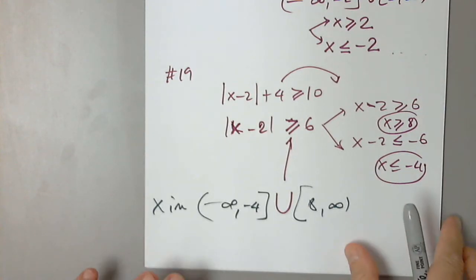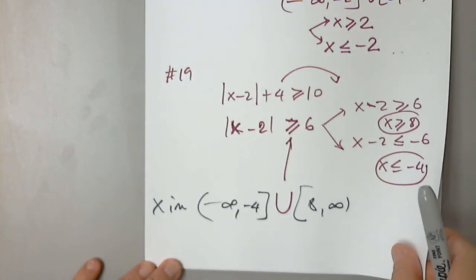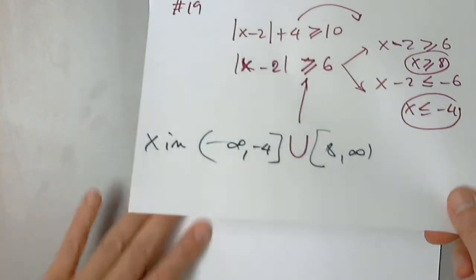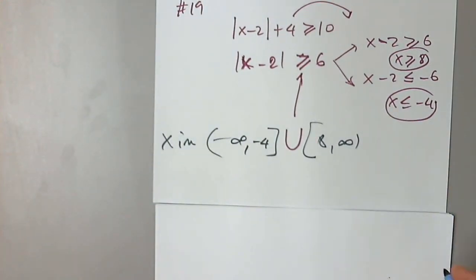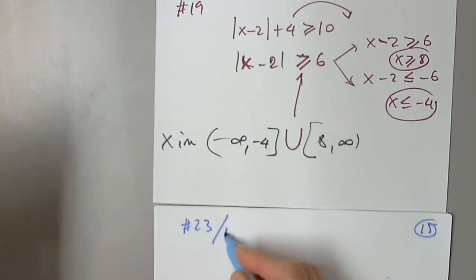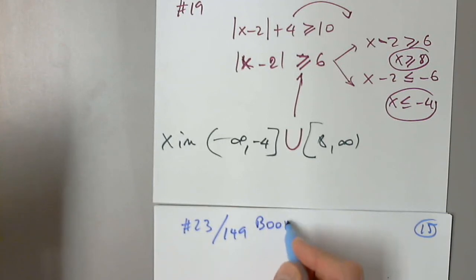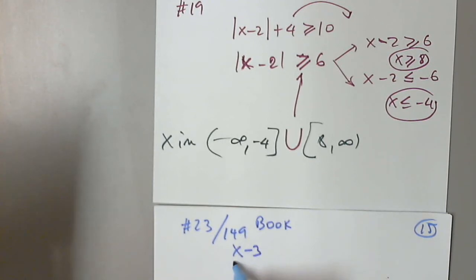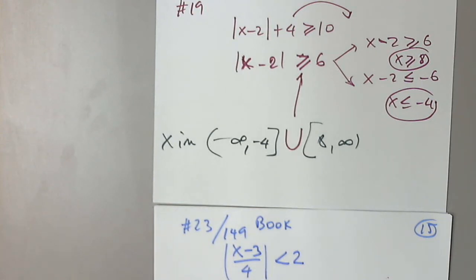I know you've seen this before. And let's also look at the other type. The other type is easier. So this is 23 on the same page in the book, page 149. The absolute value of x minus 3 divided by 4 is less than 2. This one doesn't have to be cleaned up. It's already ready to be converted.